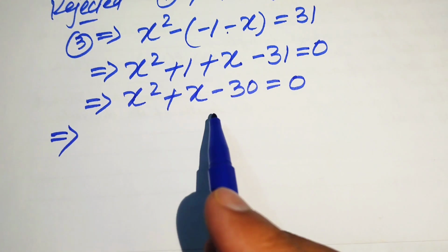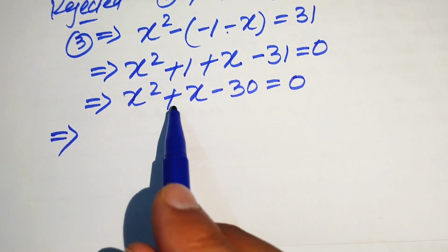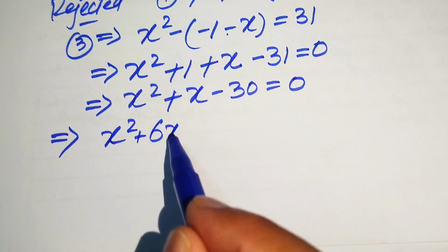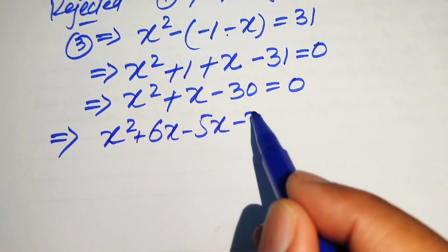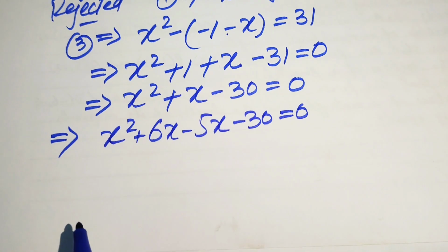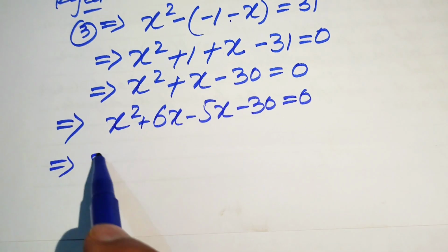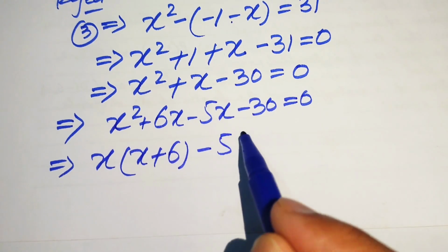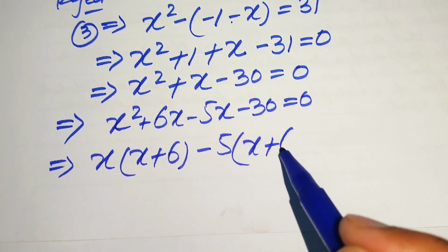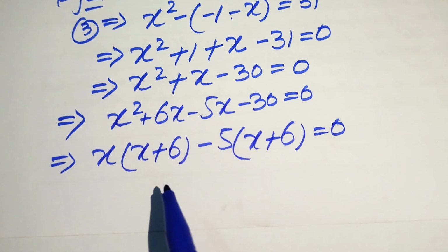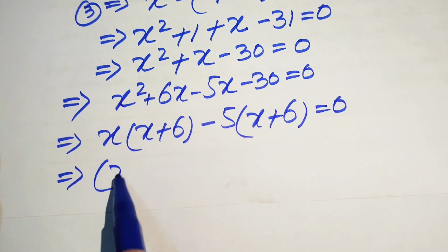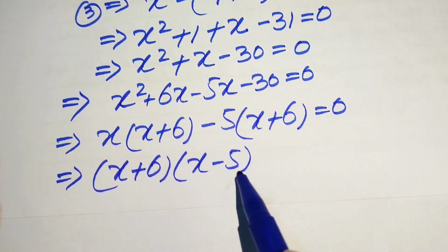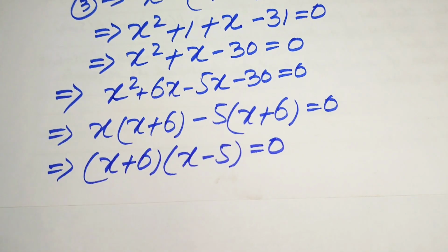So here we need any two numbers whose product is minus 30 and whose sum is plus 1. So these two numbers are plus 6 and minus 5: x squared + 6x - 5x - 30 = 0. Here we take common x from the first two terms, and it is written as x into (x + 6), and we take common minus 5 and write it as (x + 6) equals to 0. And now we take common (x + 6) from both of these two terms, and we write it as (x + 6)(x - 5) = 0.